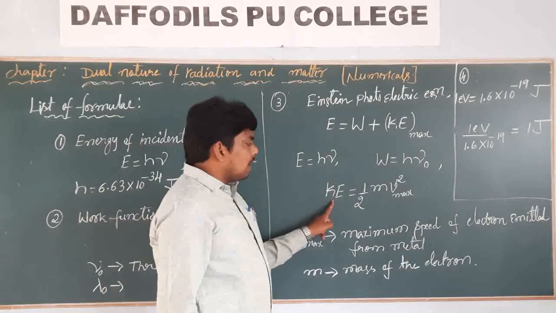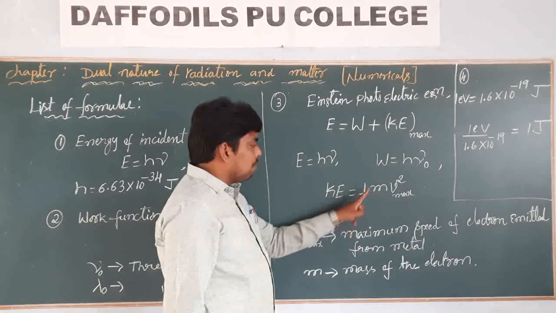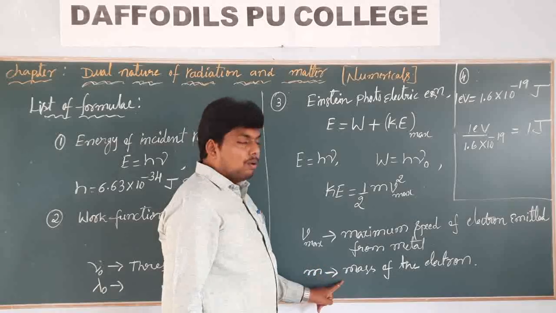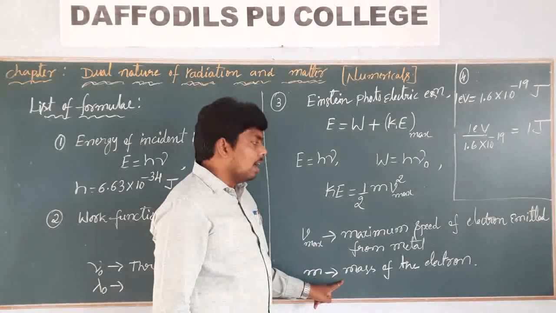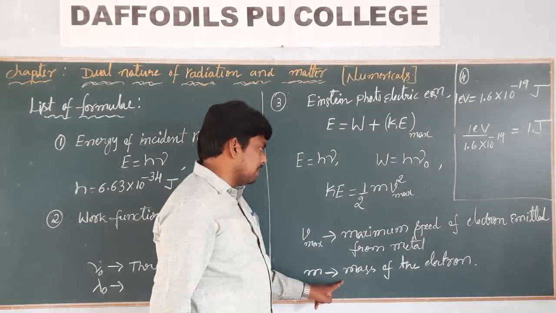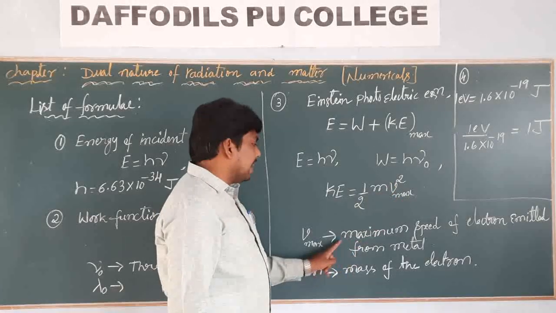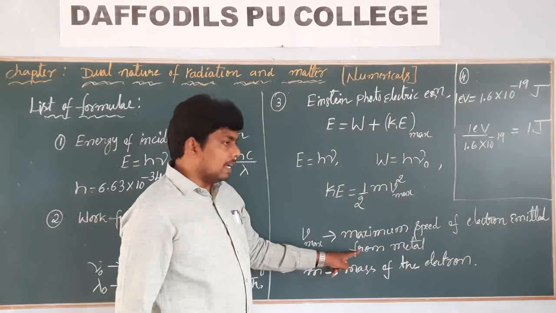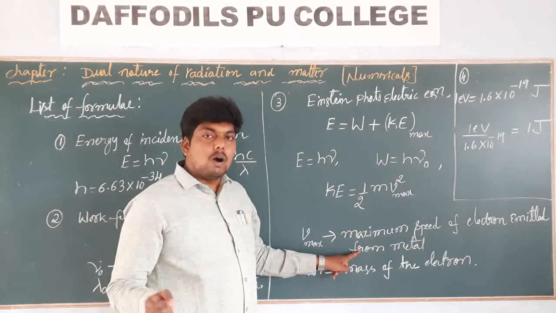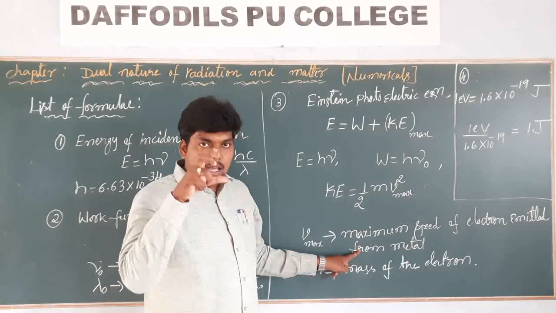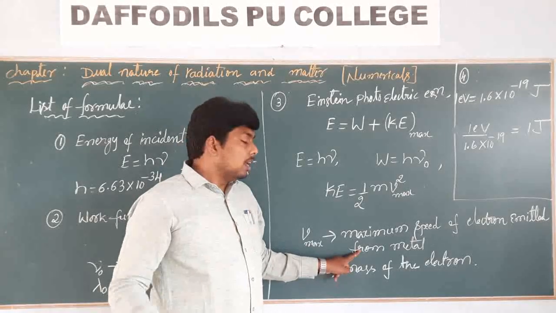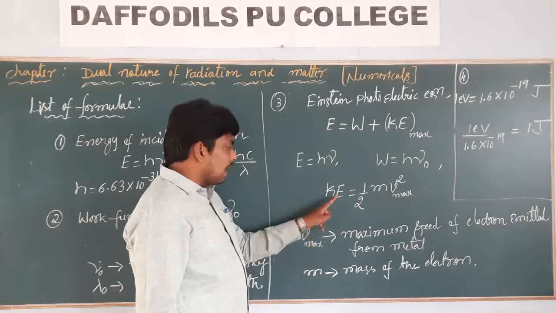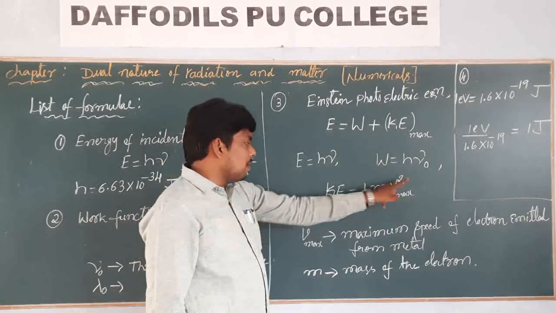Kinetic energy. Kinetic energy is given by what? Half m v square. M is what? Mass of the photoelectron. That is nothing but mass of the electron emitted from the metal surface. V max is what? Maximum speed of the electron emitted from the metal surface. When the electron comes out of the metal surface, it will have certain speed. To determine that one, we have to use kinetic energy is equal to half m v square.